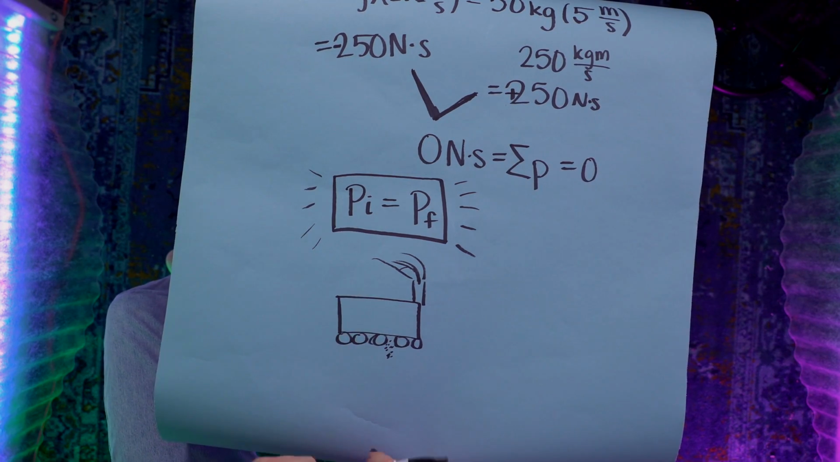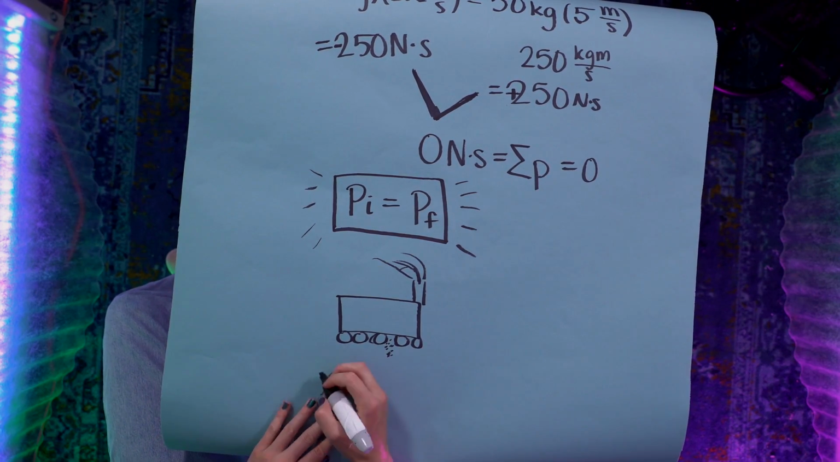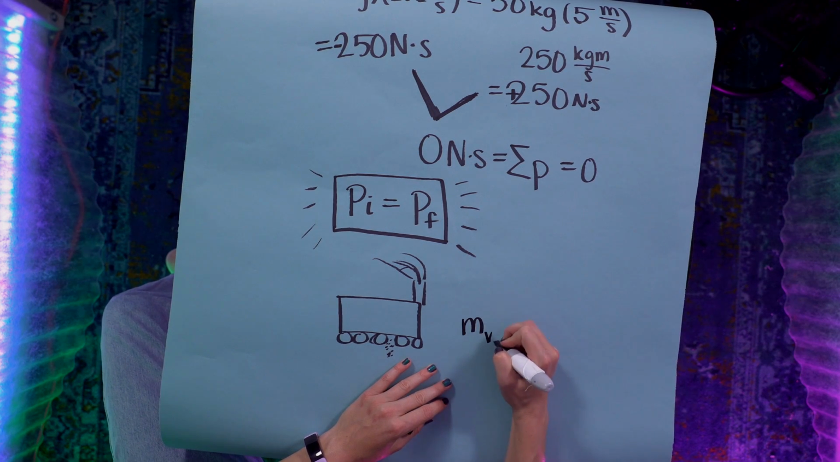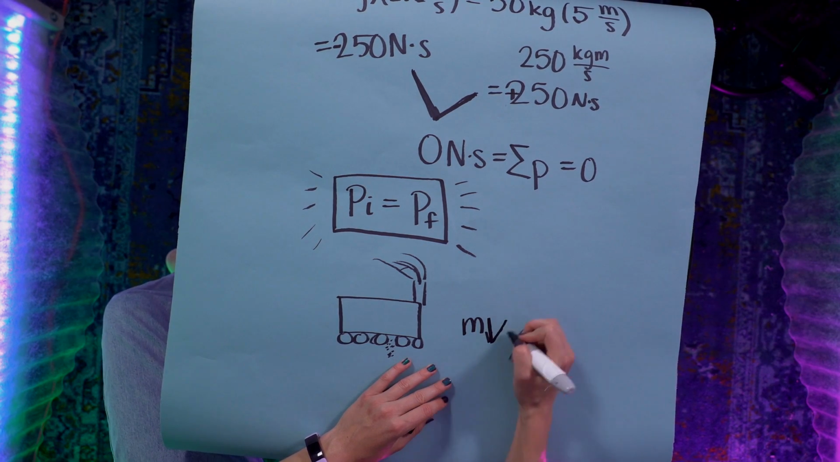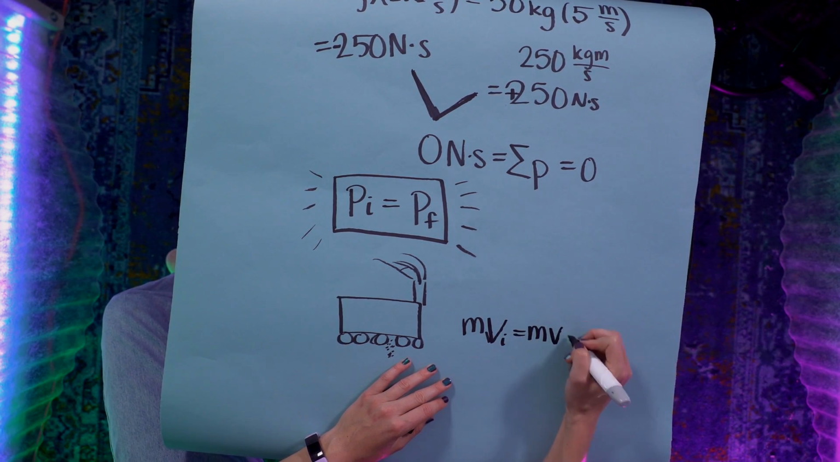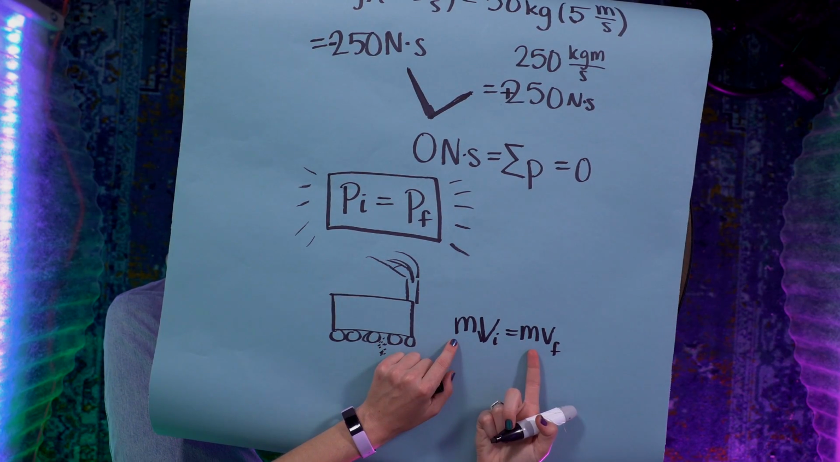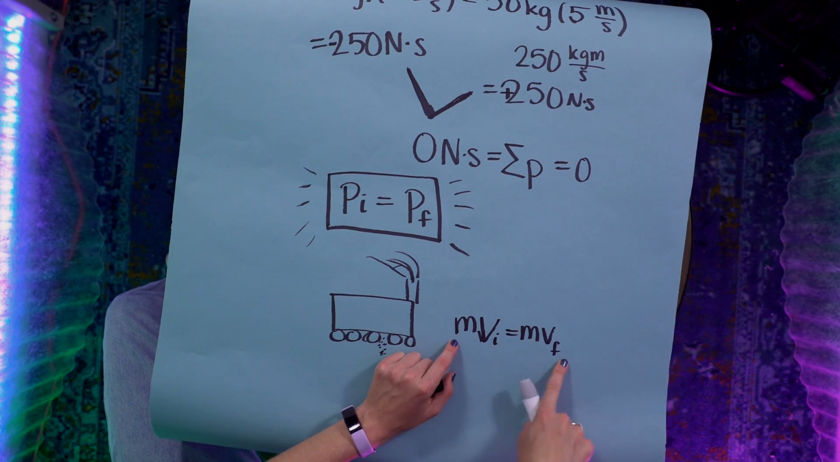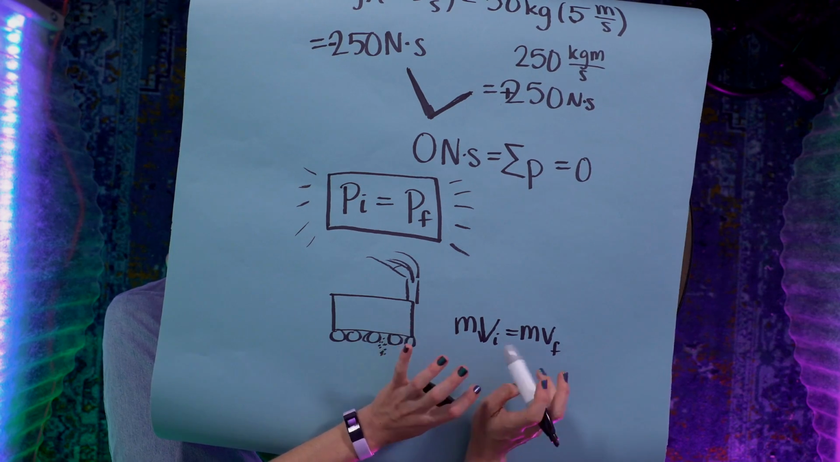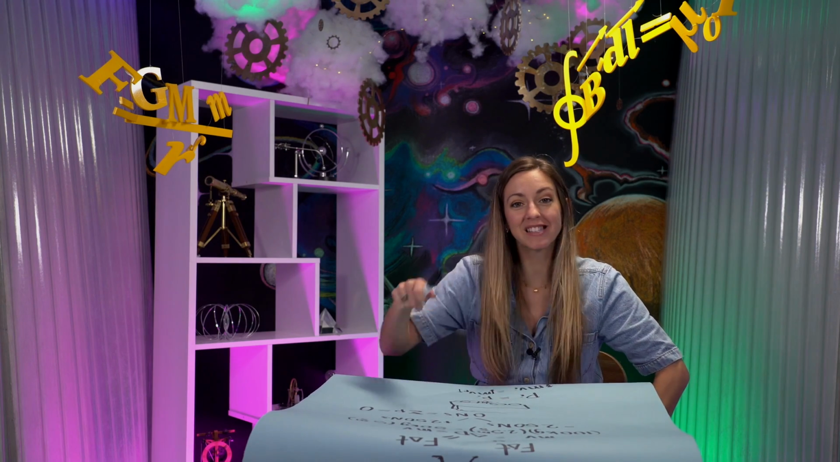The initial momentum must equal the final momentum. So mv initial must equal mv final, and the train is losing mass. So this mass is going down, so then the velocity must be going up, right? Wrong. I'm messing with you.